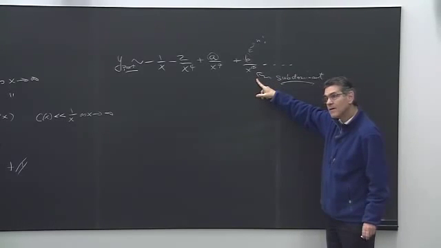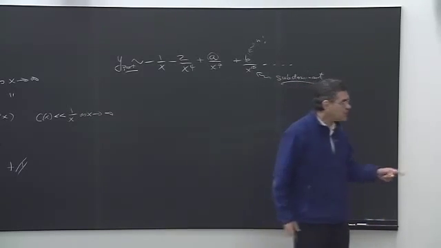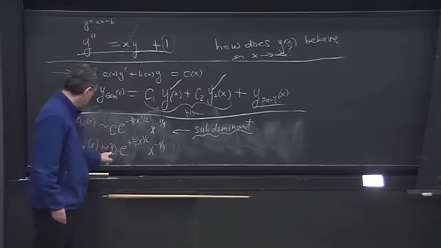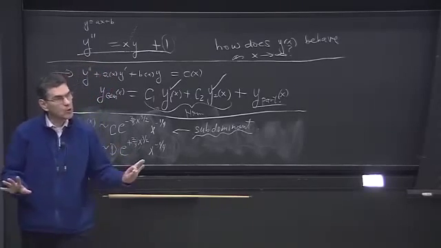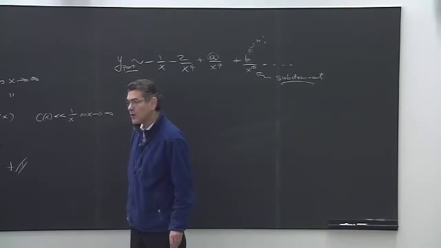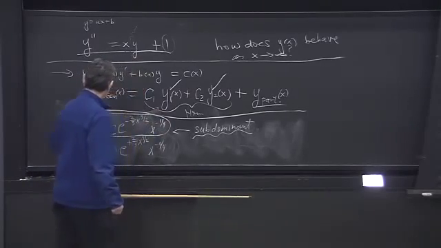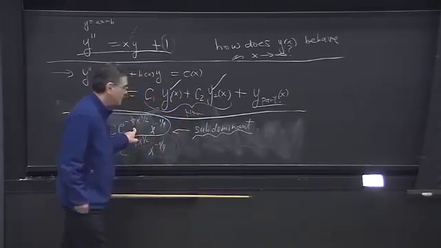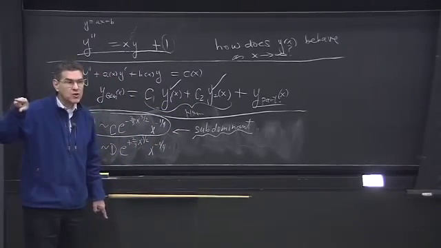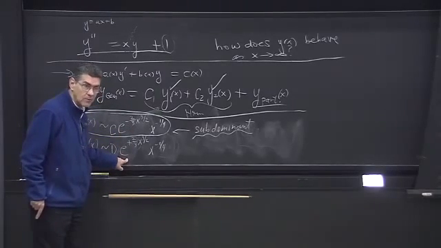Do you see that? Since it's subdominant, it doesn't matter. The contribution of AI is smaller than any term in the asymptotic series for BI. They're just negligible. So it behaves like this. This is the answer. How does y behave? It behaves like this. And the particular solution doesn't contribute because it is exponentially small compared with BI. Do you understand?